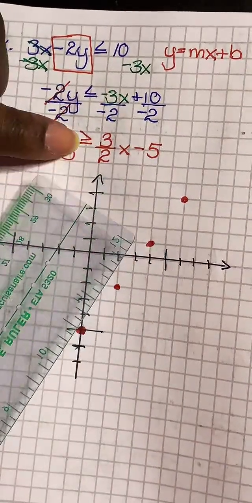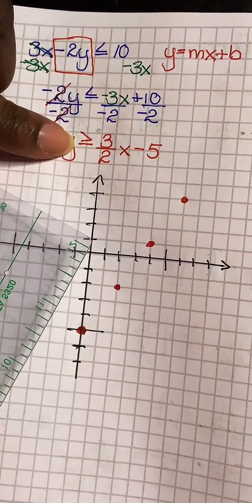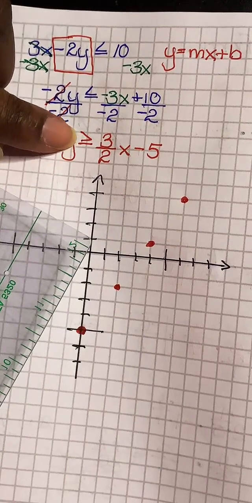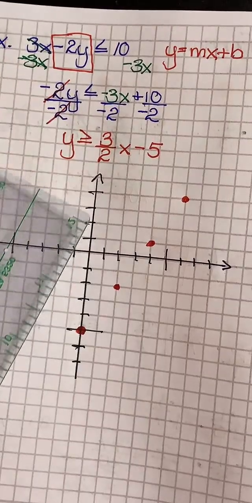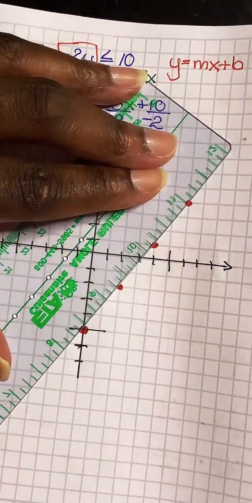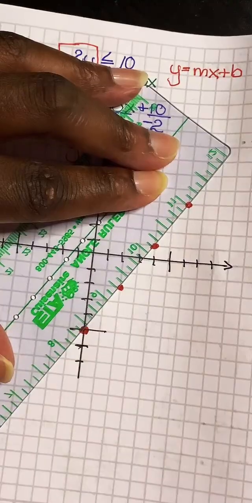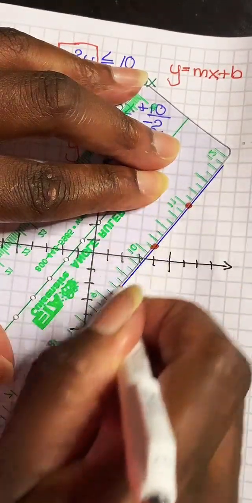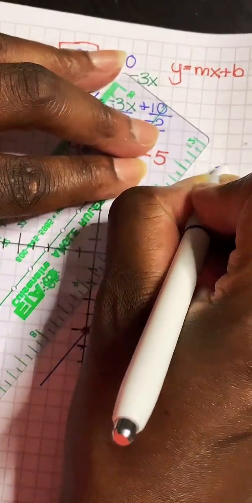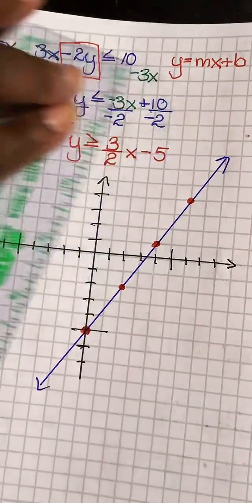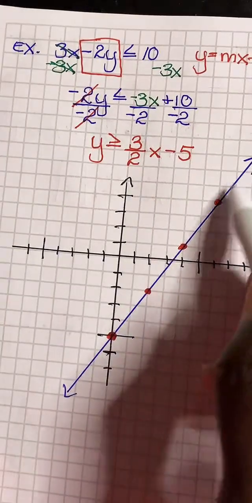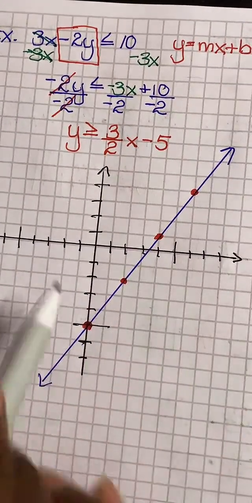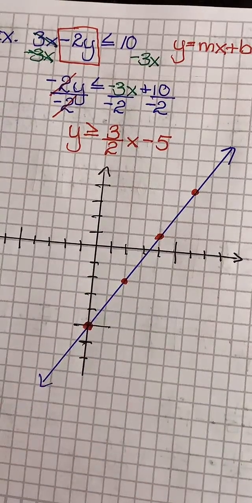Now, because our inequality has a line underneath it, this is greater than or equal to. Anytime it has a line underneath it, it's going to be a solid line. Every time there's a line underneath, it's a solid line. So now we drew our boundary line. Now we need to test it.